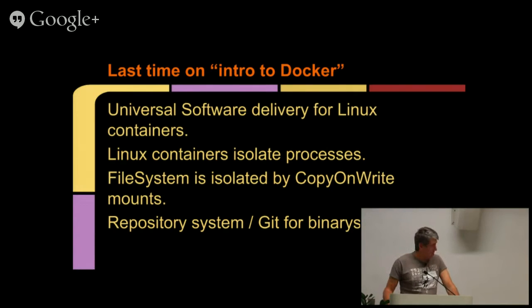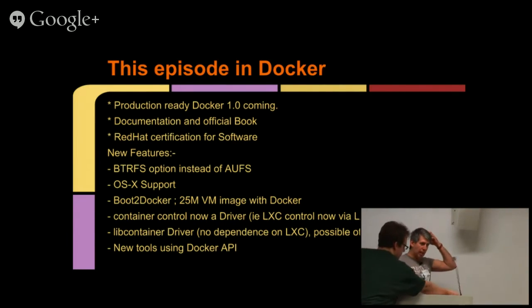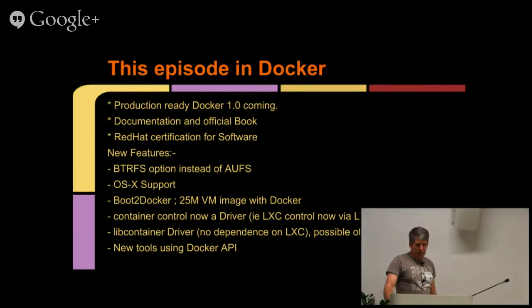It also has a repository system, which is sort of like Git for binaries. You can just do Docker pull this, and it'll go and grab it, and any other containers that it's based on will also be pulled in. Since then, Docker is now approaching its 1.0 release. This is what Red Hat is going to be supporting in Red Hat 7. Red Hat 7 is already committed to full support for Docker 1. With Docker 1, they're also going to release the official Docker books and documentation. Red Hat have already written a certification for it, so if your software is certified to run with Docker, it's going to work on any Linux distro pretty much.